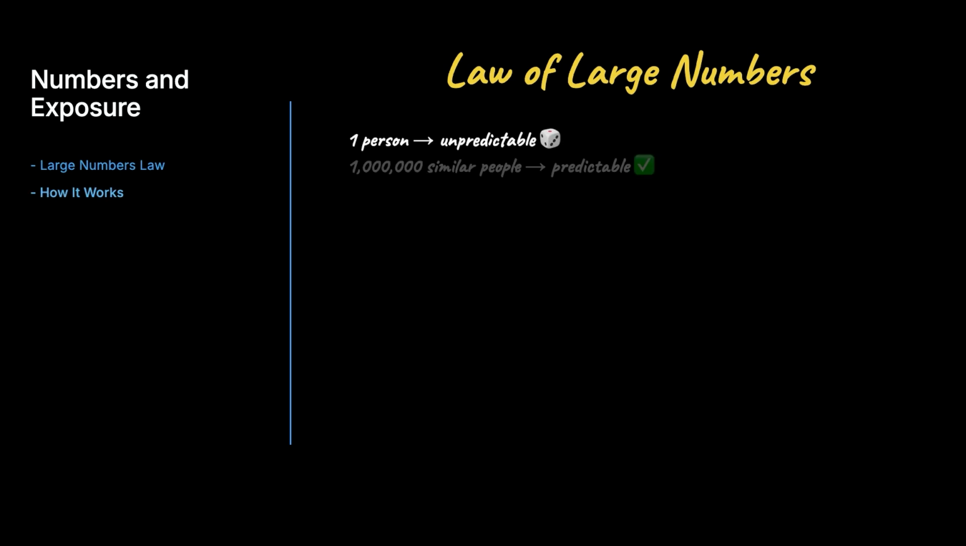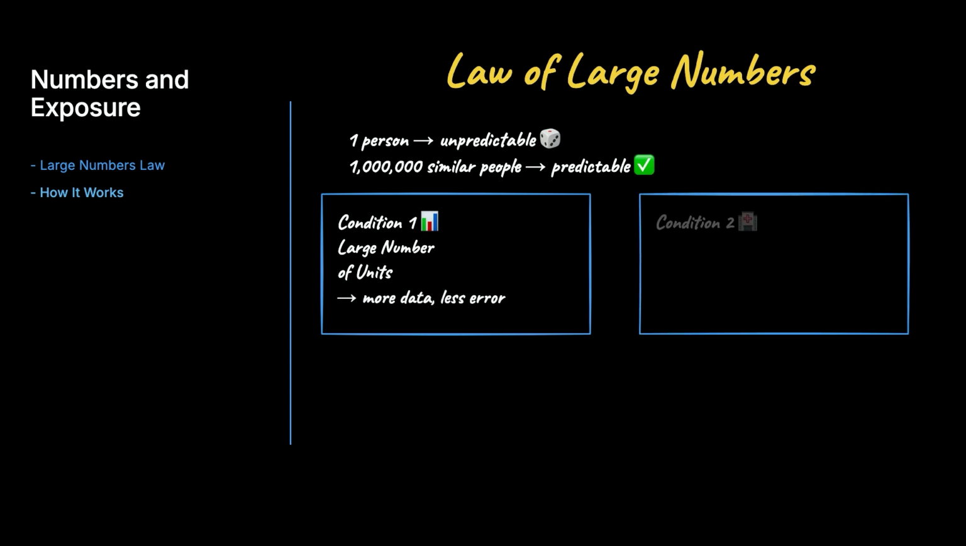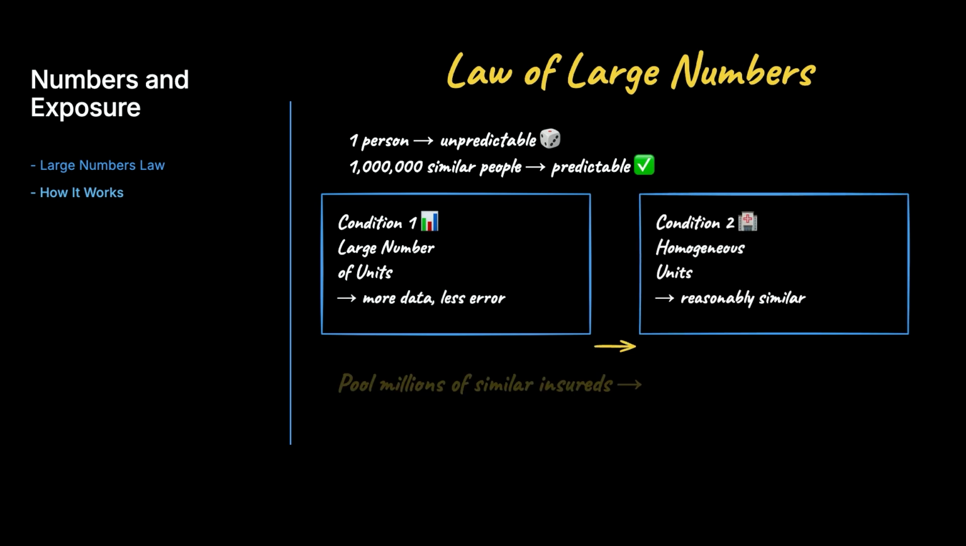Here's how it works. An insurer can't predict whether you specifically will file a claim next year, but pull together millions of similar insureds, and it can predict with remarkable accuracy how many losses the whole group will have. Two conditions help: a large number of units for more data, and homogeneous units, meaning the insureds are reasonably similar.